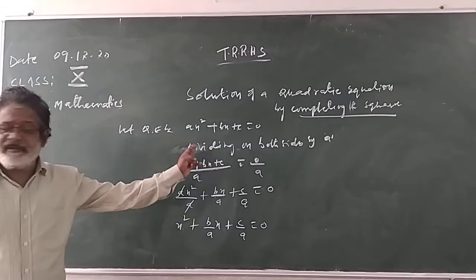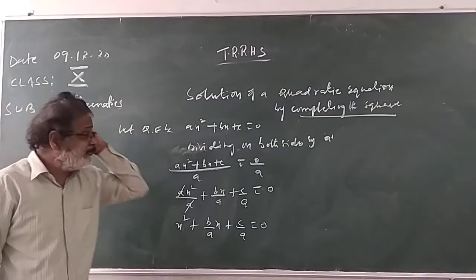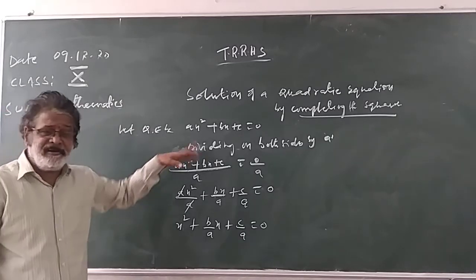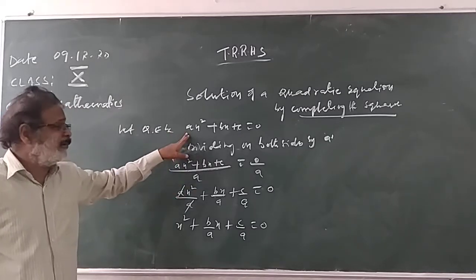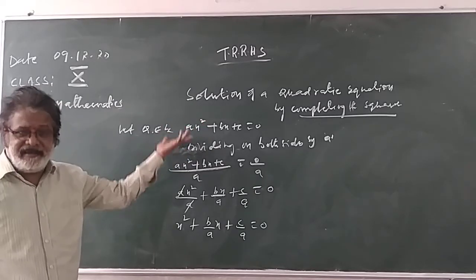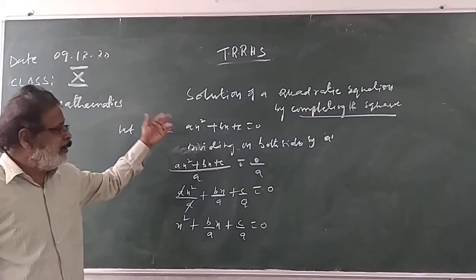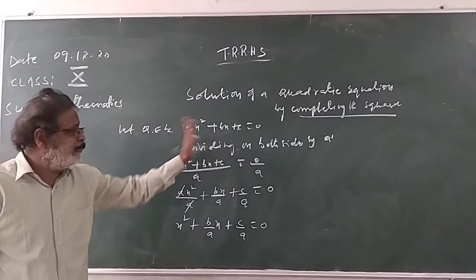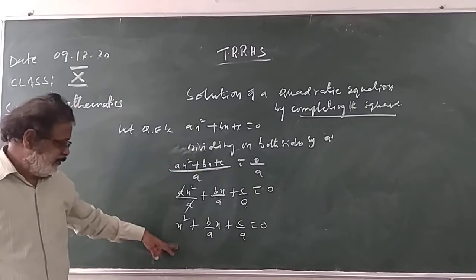So the given quadratic equation is ax square plus bx plus c equal to 0. Dividing on both sides by a throughout the equation. Divide by a. The coefficient of x square is a, so a is not a perfect square. The a is there here, so we are eliminating the a. To eliminate the a, we have to divide on both sides by a. So you got it.